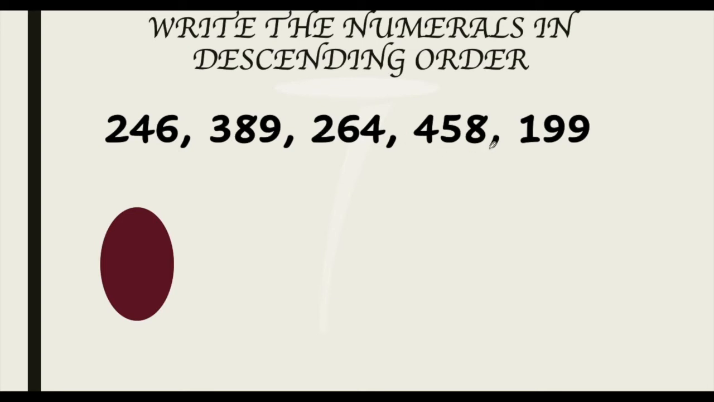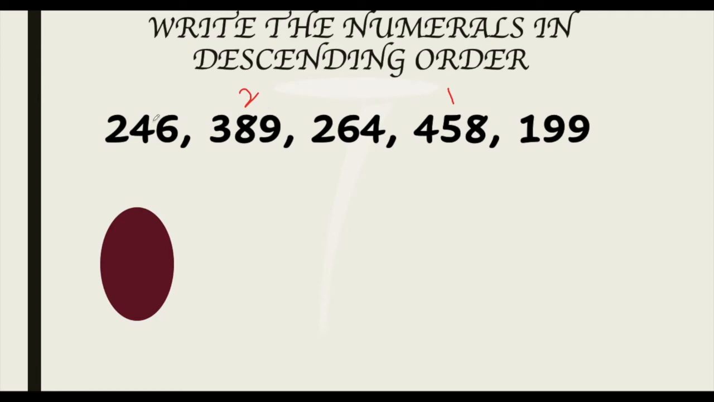Yes, it is 458. So let us write 1. After that, which has the next greatest number? It is 3. So let us write 389 as the next greatest number. Then after 389, which is the greatest number in the hundreds place? It is 2. But we have two numbers which have 2 in the hundreds place. One is 246, another one is 264.